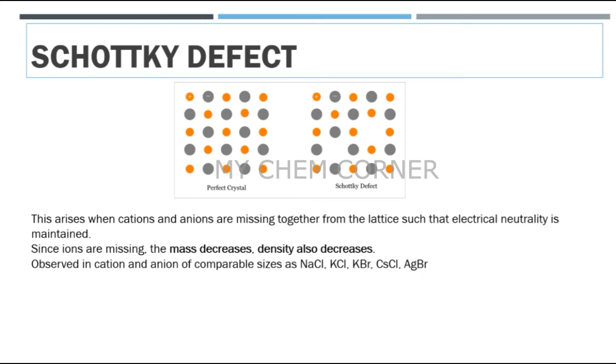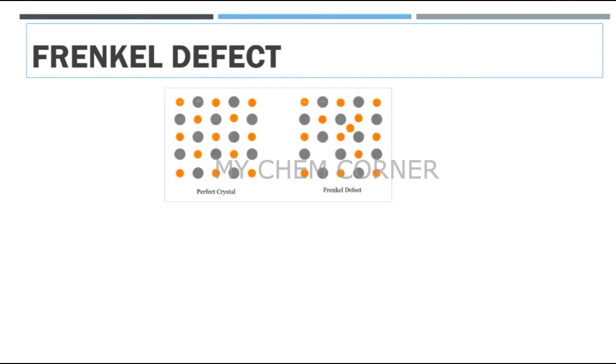Alright, now the next one is Frankel defect, which is the last one under stoichiometric defect. So here when you see, you have a perfect crystal, but in the next diagram, what do you see? There is a vacancy here. What is missing? The orange dot is missing. Where has it gone? It has gone to some interstitial site here. So what is happening in this case?